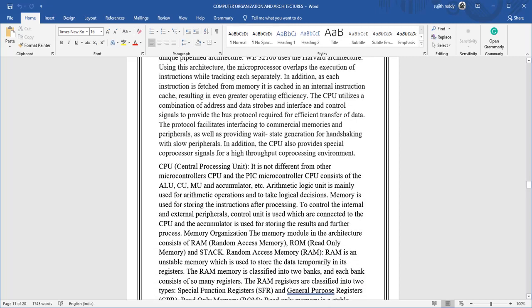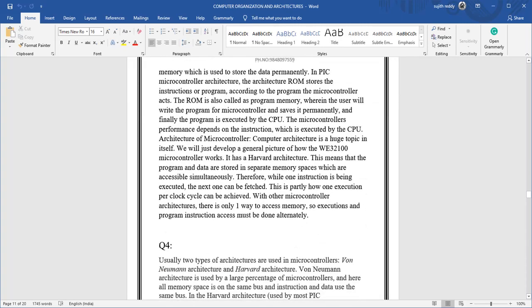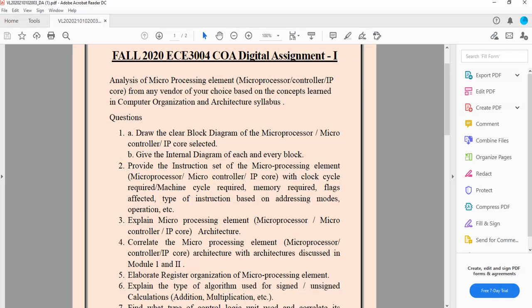This is the information about memory. The memory model in the architecture consists of RAM, ROM, and stack, like any other microprocessor, along with general purpose registers. This is partly how one execution per cycle can be achieved. With other microcontroller architectures, there is only one way to access memory, so execution and programming instruction access must be done alternately. Fourth question: correlate the microprocessing element architecture with the architecture discussed in modules 1 and 2.